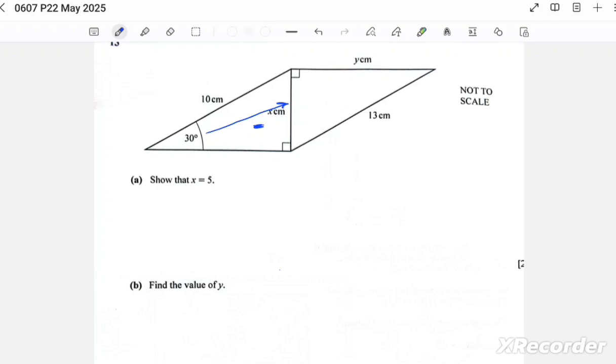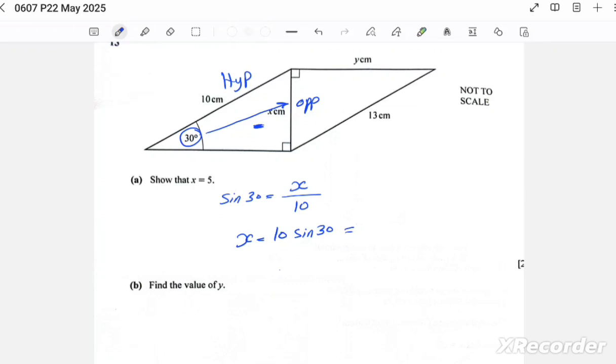So now look here, what I need to find. I need to find the opposite. And I have an angle and I have the hypotenuse. In this case, opposite and hypotenuse, it means I can use sine. So sine 30 equals the opposite, which is x, divided by the hypotenuse, which is 10. So x equals 10 sine 30.